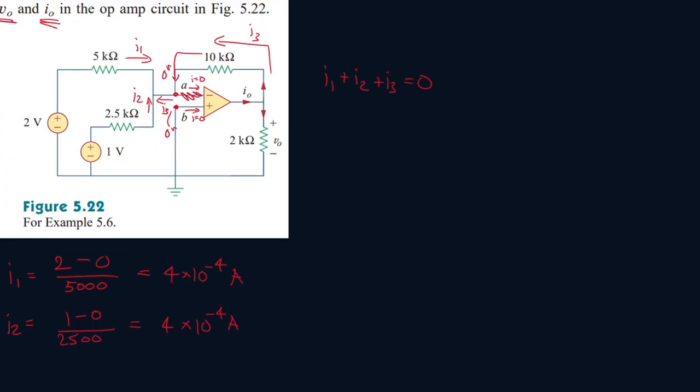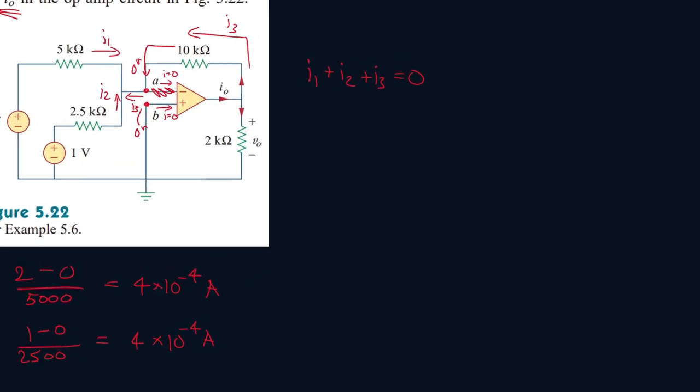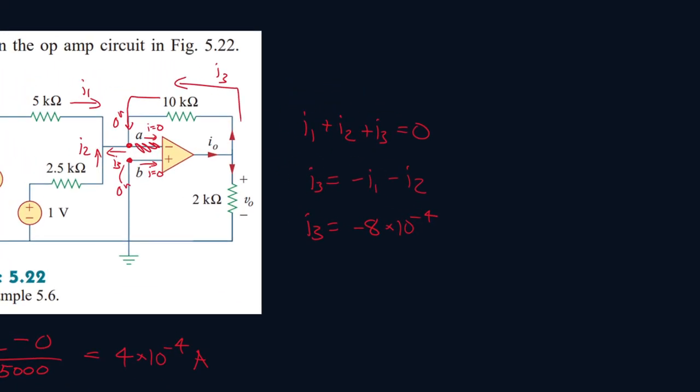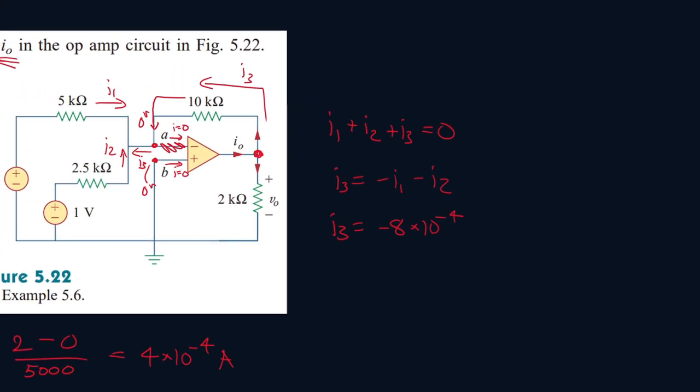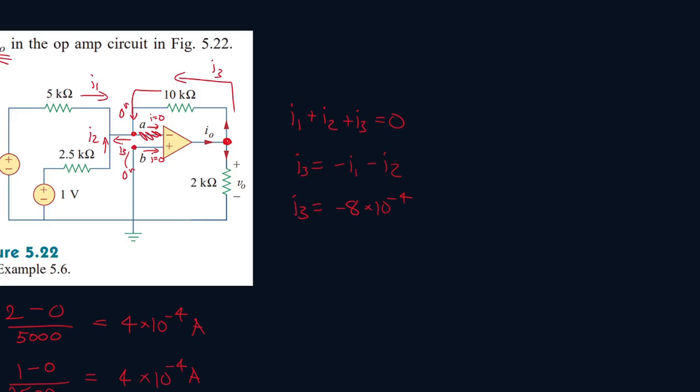Okay? So I3 will just be equal to minus I1 minus I2. So it'll be minus 4 times 10 to the minus 4 minus 4 times 10 to the minus 4. And that's just minus 8 times 10 to the minus 4. And now we can use that to find the voltage here.